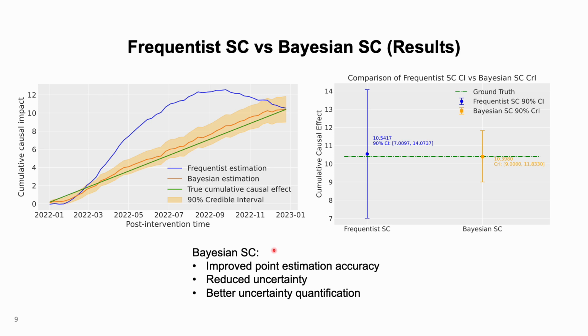So overall, we can see that the Bayesian synthetic control method outperforms the frequentist approach in our simulated data, with improved point estimation accuracy, reduced uncertainty, and better uncertainty quantification by using credible intervals.